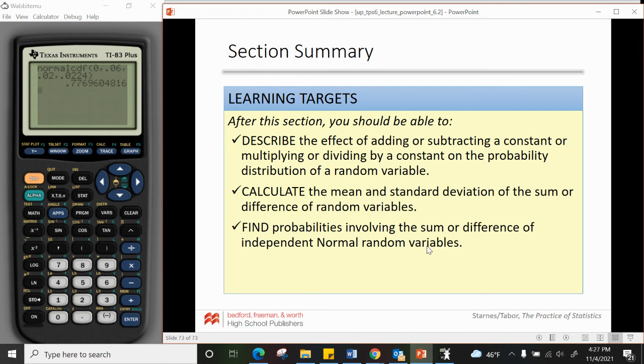And that's all we have for today. We wrapped up adding, subtracting, multiplying, and dividing a random variable by a constant, and then adding and subtracting two random variables, and seeing how that affects the mean, standard deviation, and normal distributions. And then we used it to calculate with our normal distribution. So that is all. Have a good one.